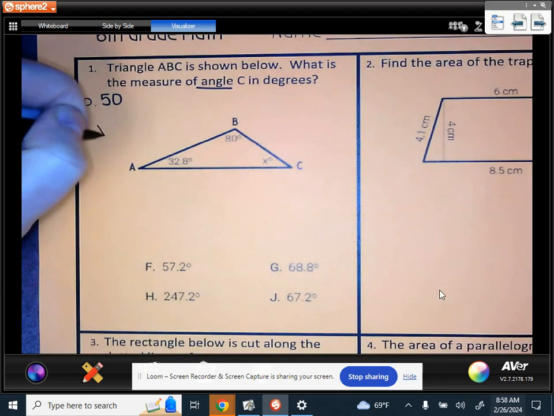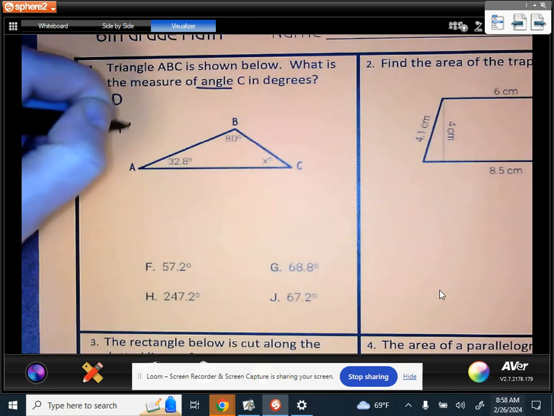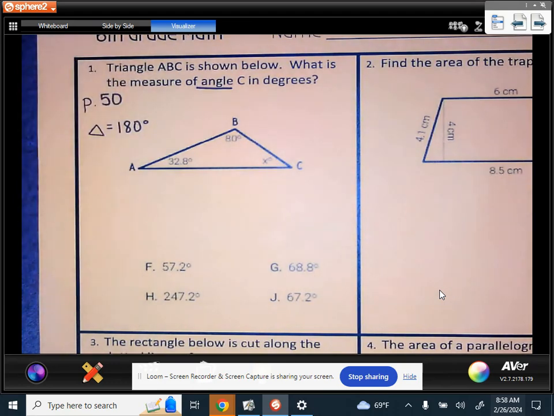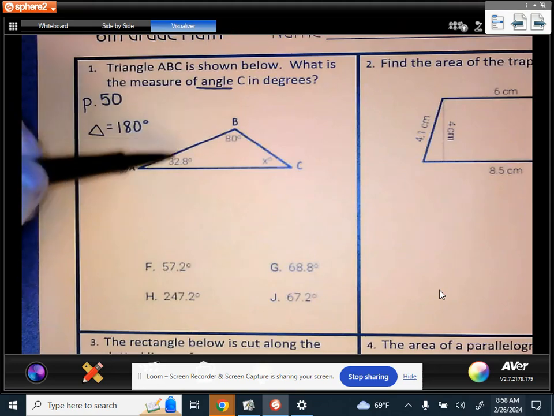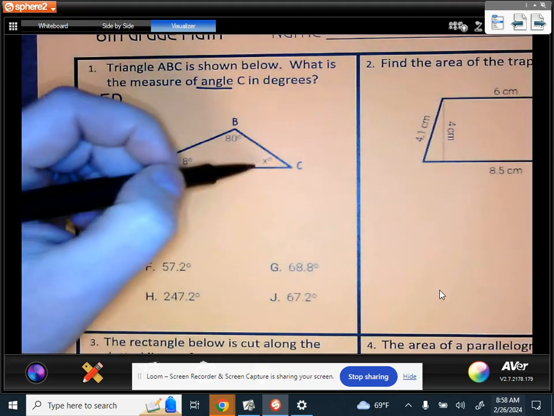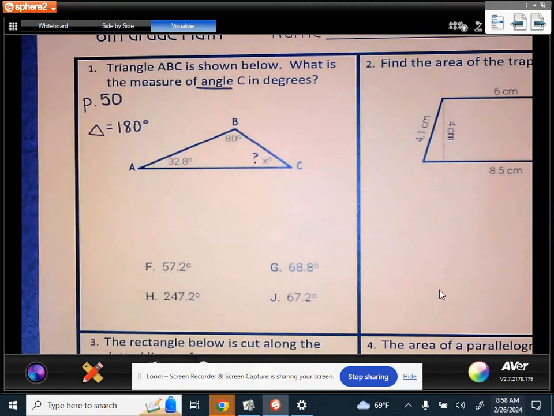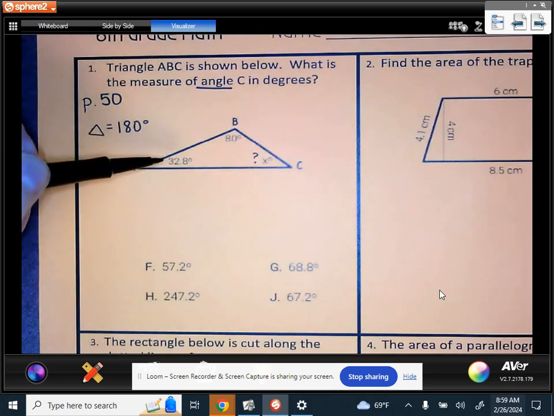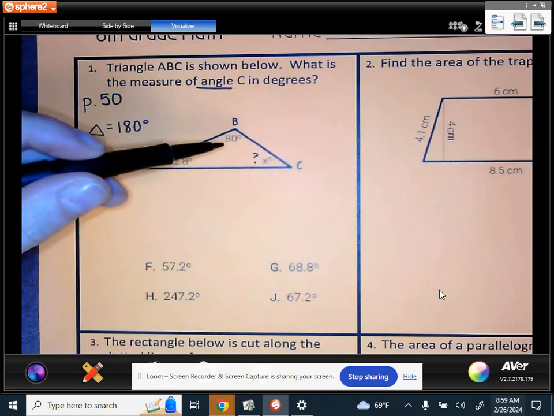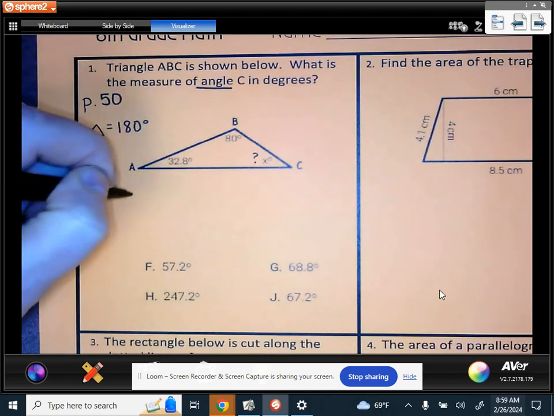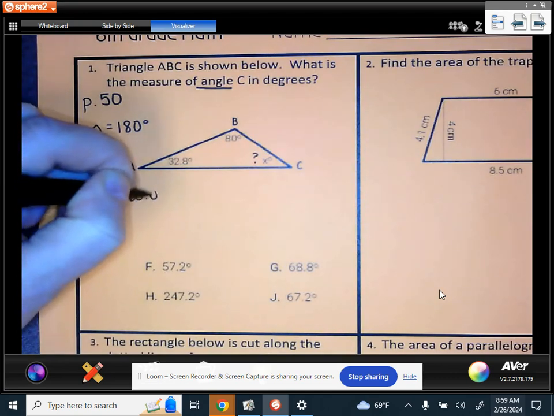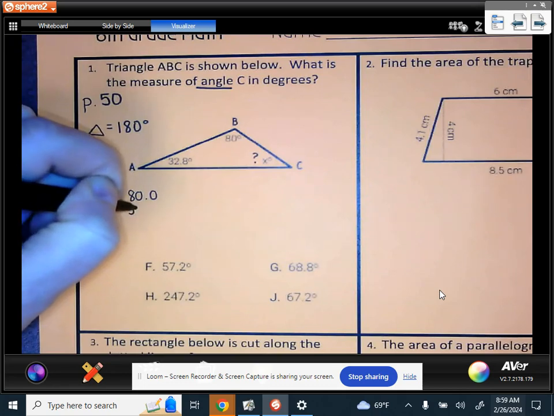On page 50, we learned that the angles of a triangle always add up to 180 degrees. So in this problem, they've given us two of the angles, and we're looking for this third one. We don't know what that one is. That's why they have it labeled as X. So when we have two that are given to us, we go ahead and add those together. Because this one has a decimal point in it, we need to be careful. We want to make sure we're lining up our decimal points. So we can write 80 as 80.0. That's the same thing as 80.